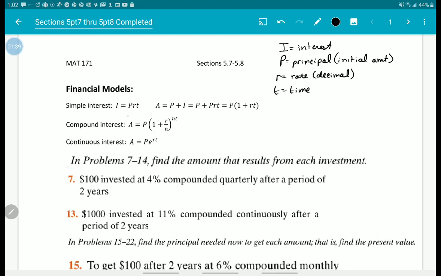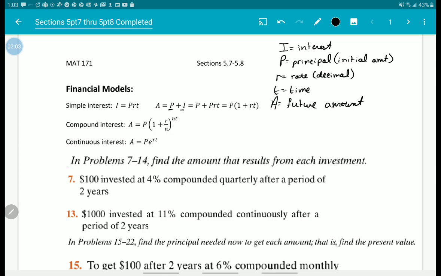So if we had simple interest, I equals PRT, it's principal times your rate times your time. That's how much interest we would get on an investment one time. To find that future amount, which is what A stands for, we would take the principal, how much we invested, plus the interest.